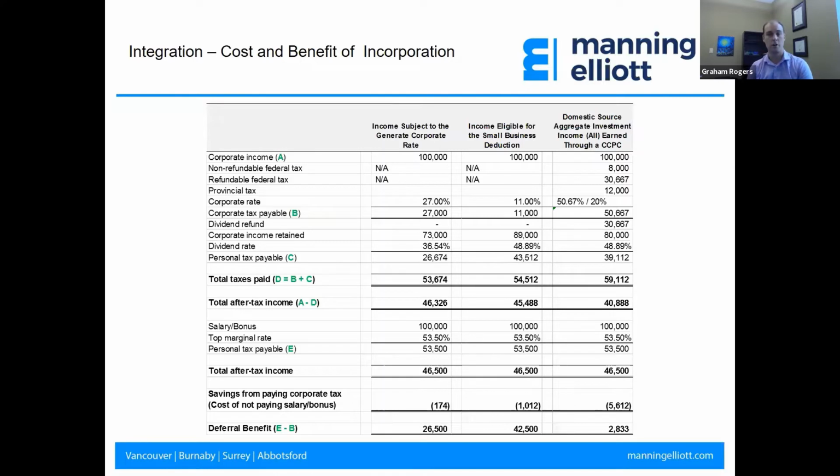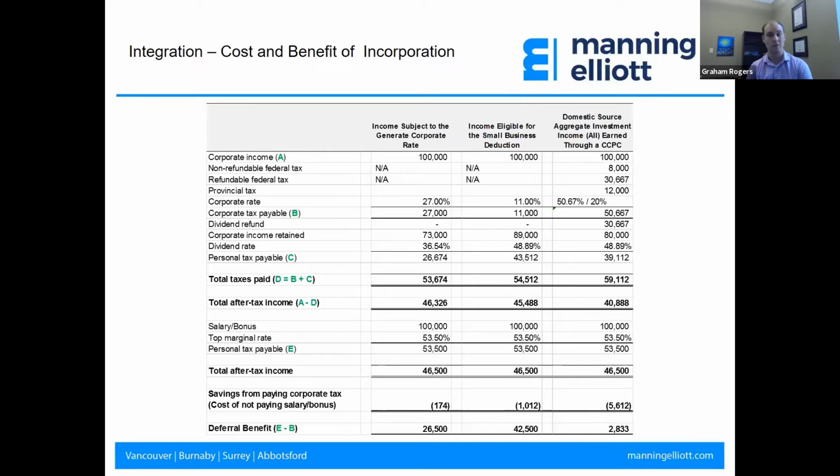The second scenario shows the income if it were taxed at the small business rate and then after-tax income paid as an ineligible dividend. Here we see the total tax a bit higher at $54,500 and ultimately costing an additional $1,000 in tax compared to earning that income directly as a salary.